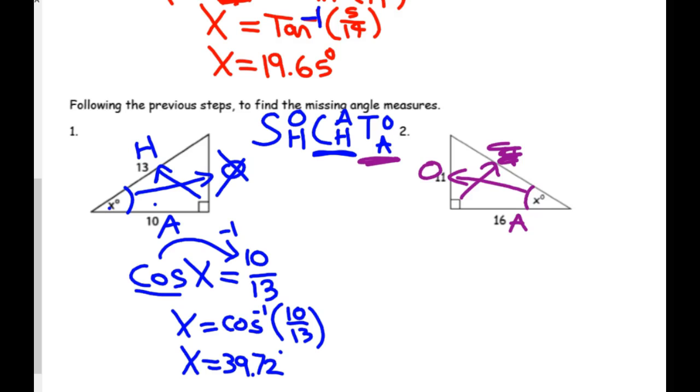TOA, T-O-A, right? What's T stand for? Tan, right? What goes there? That's not A. Across is O, opposite. Okay? So, tan x equals what over what? TOA is O over A, so it's 11 over 16.